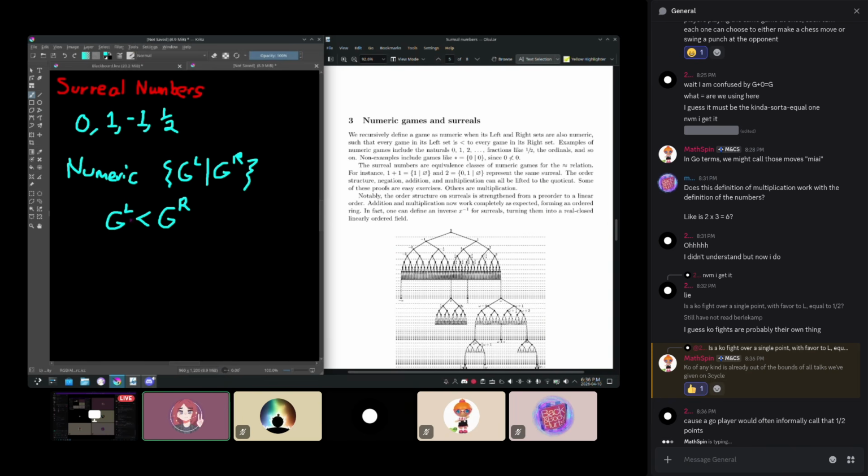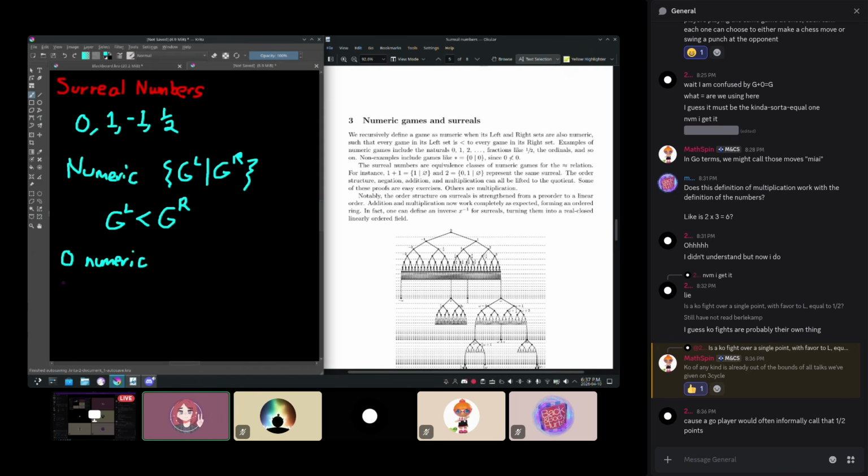And so we can look at some examples, right? So, for instance, 0. Well, the left and right sets are empty, so all of this is vacuously true. For everything in the empty set, it doesn't matter what the predicate is, it's always going to be true because there's nothing in the empty set. So 0 is numeric. That's kind of boring.